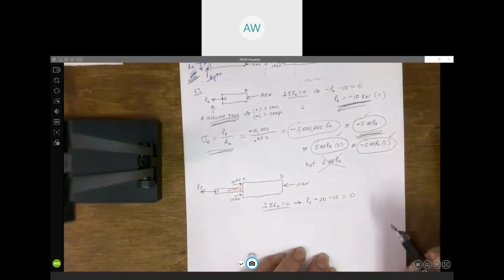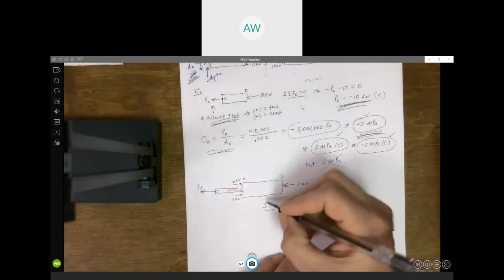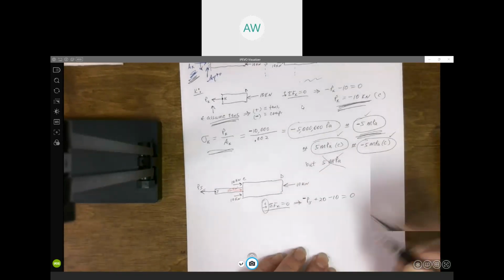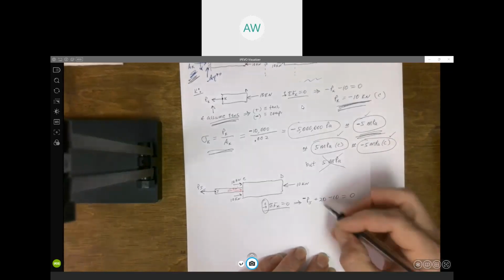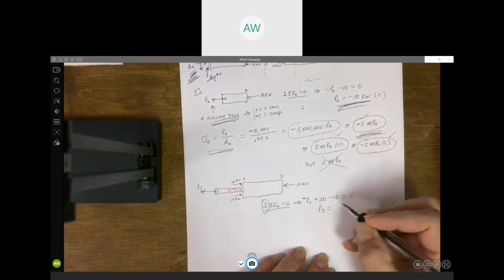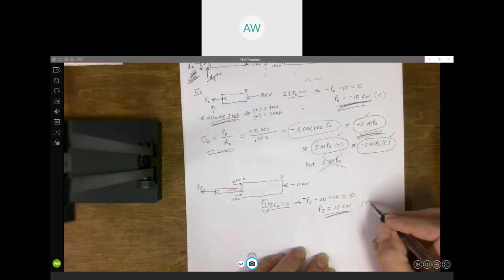So if I'm looking at this right, almost made a mistake. All right, we took positive to the right. I forgot my minus sign. P's going to the left. So when we solve for P here, it's going to be positive 10 kilonewtons. It's positive. This thing's in tension.